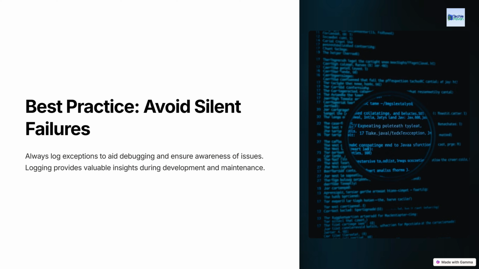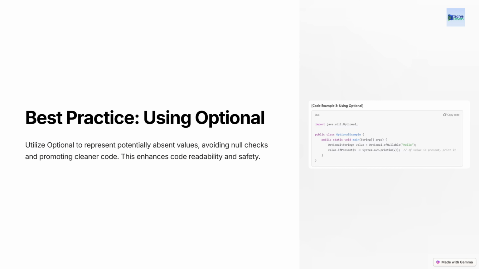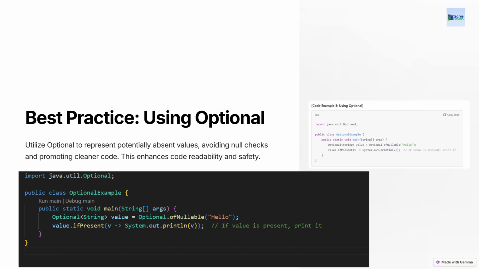2. Use Optional to handle absence of values. Another best practice is using Optional to represent values that may or may not be present. This helps in avoiding null checks and makes your code cleaner. In the OptionalExample class, we use Optional.ofNullable to wrap a potentially null value and then call ifPresent to handle it if it's not null. In interviews, discussing Optional is essential to show your knowledge of cleaner, safer code practices.